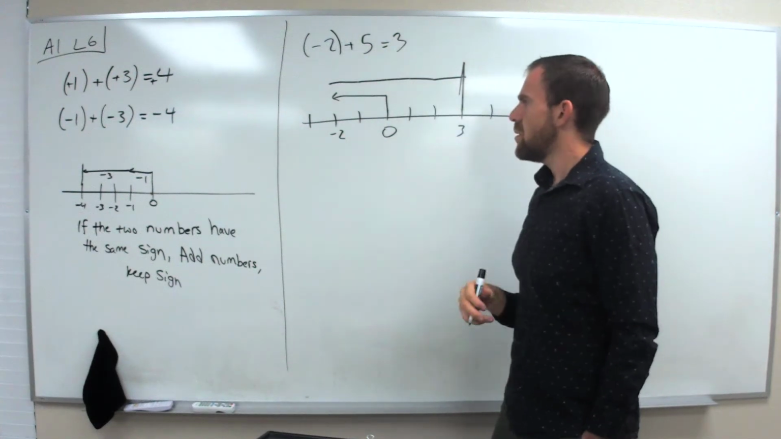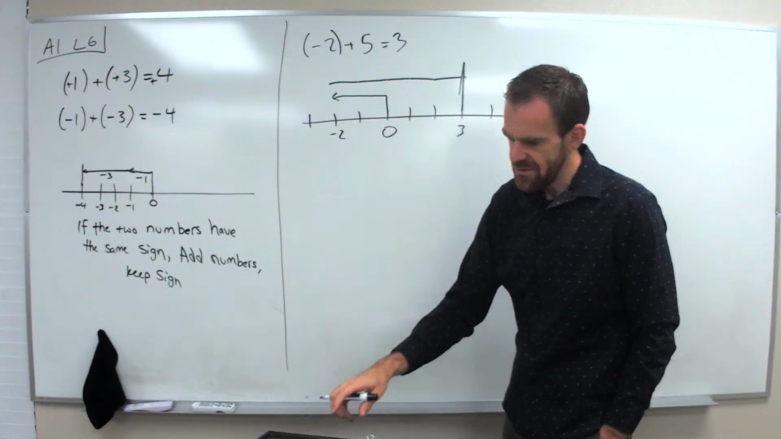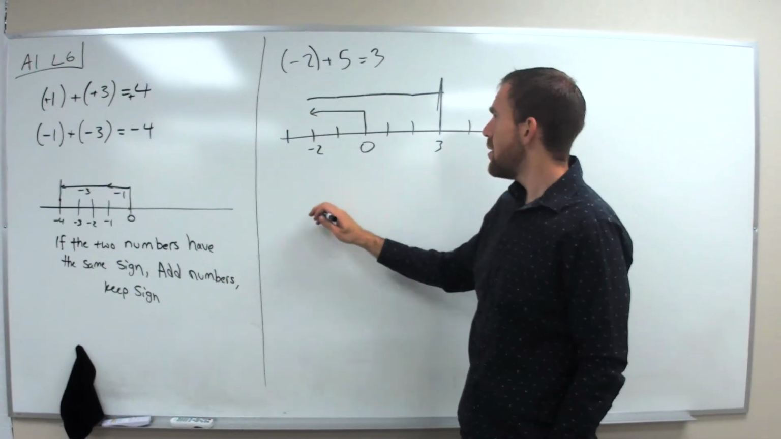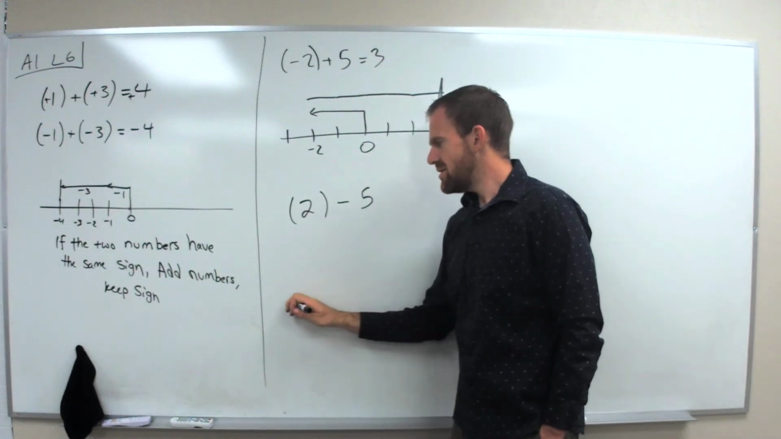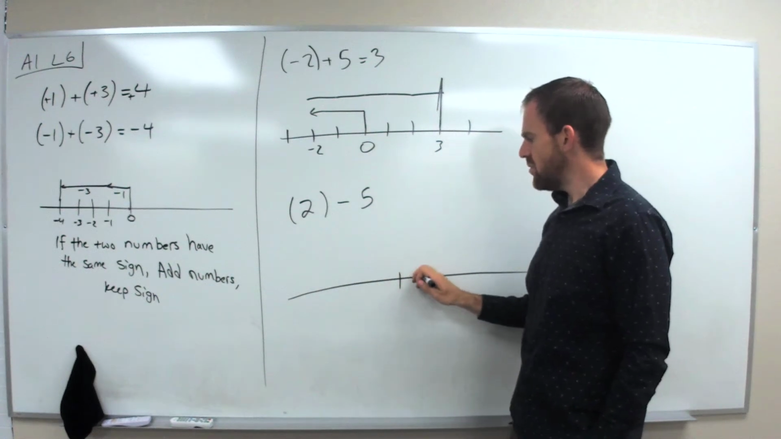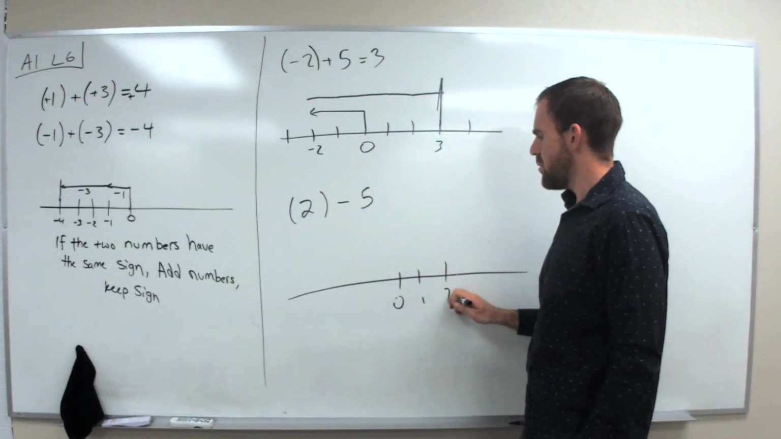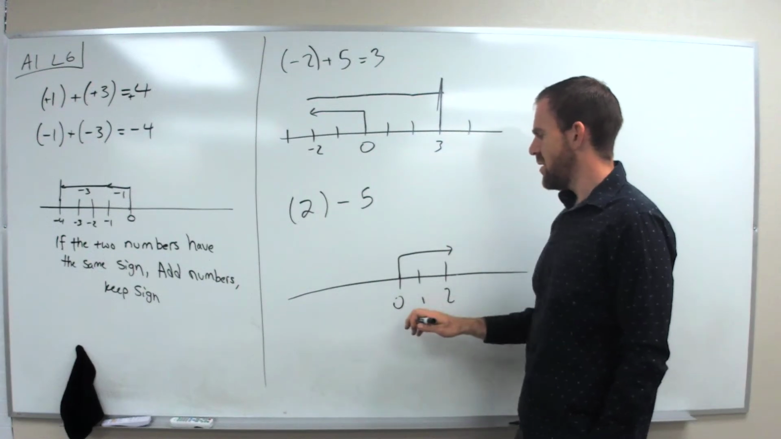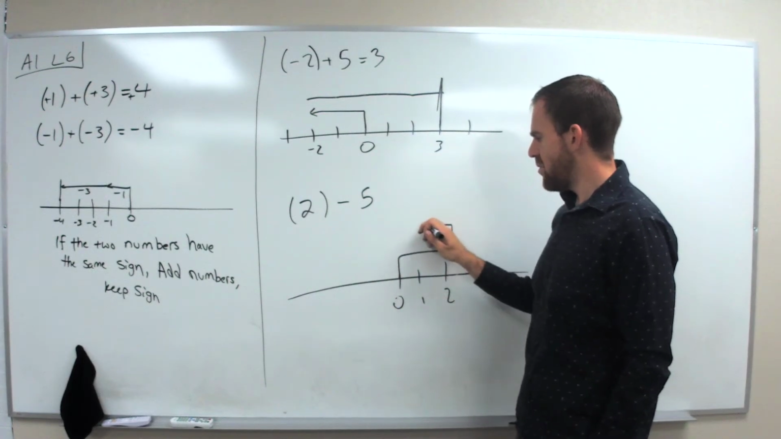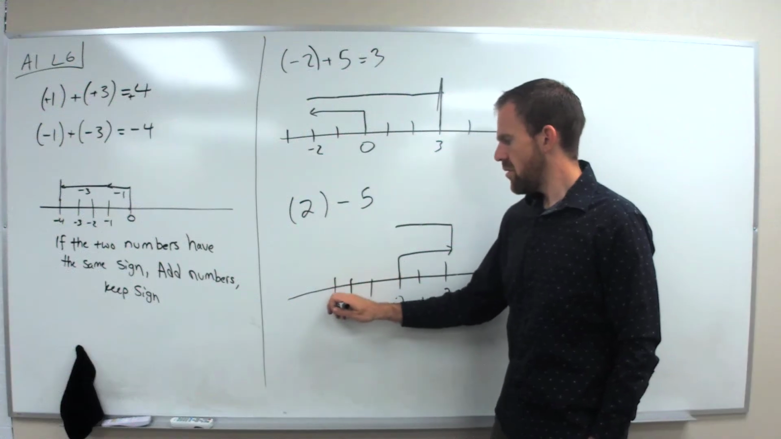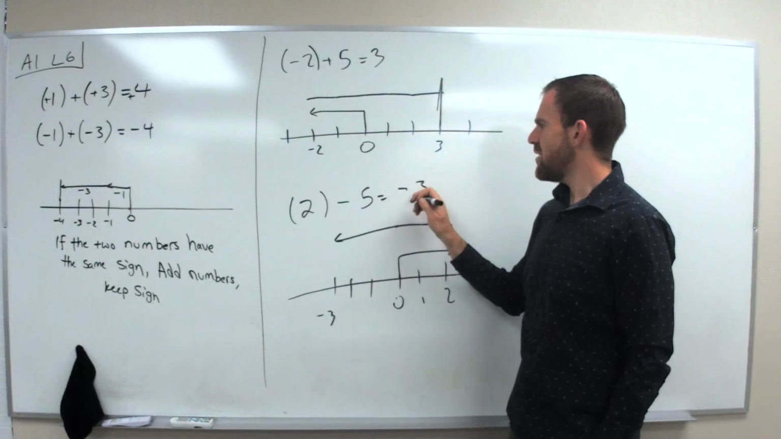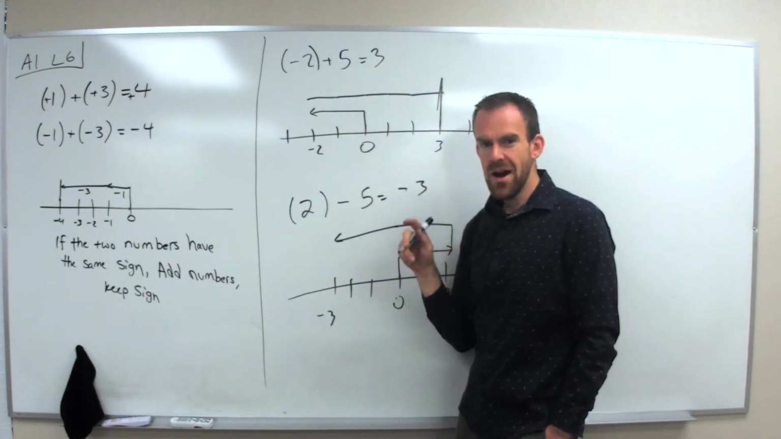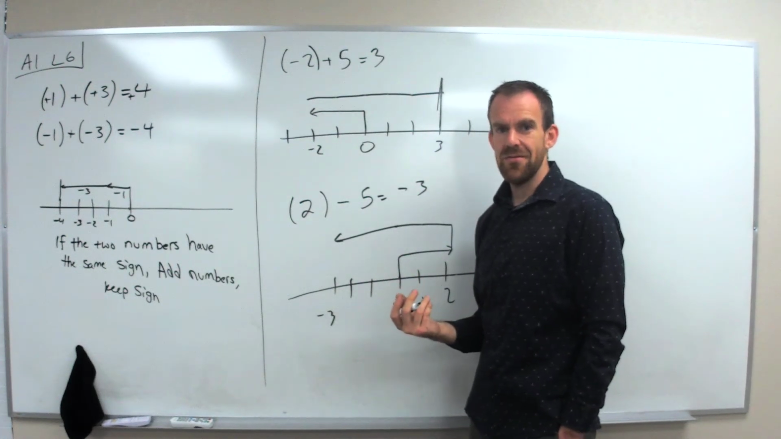All right, but if I have 2 minus 5, well, let's see what happens there. If I go up 2, I go up this way, and then I subtract 5: 1, 2, 3, 4, 5, that gets me negative 3. Notice it's the same number, but the signs are different.